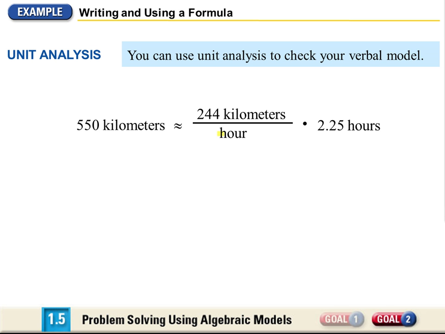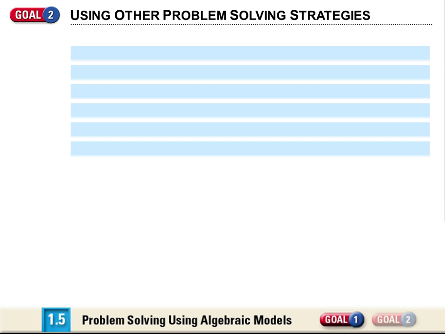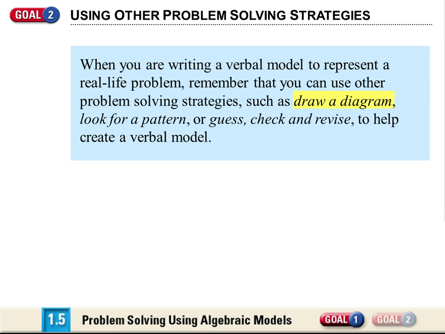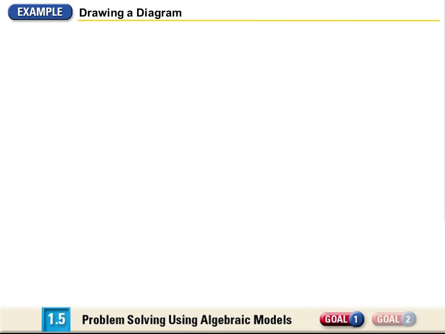You treat units like variables. They cancel just like variables. So if I multiply kilometers per hour times hours, I've got hours on the top and hours on the bottom, and so they cancel algebraically, and what do you know? I get kilometers on the left and kilometers on the right, which is a pretty good sign that I did things correctly. No guarantee, but it's a pretty good sign. Just a little trick. Okay, sometimes it helps to draw a little diagram. Let's take a look at this. This is a little more involved problem.